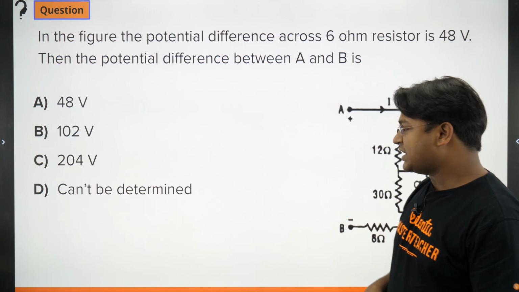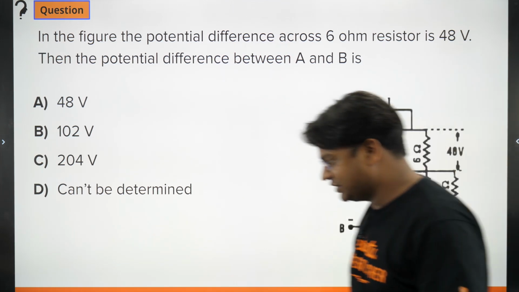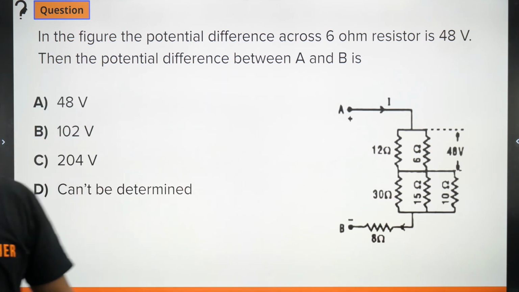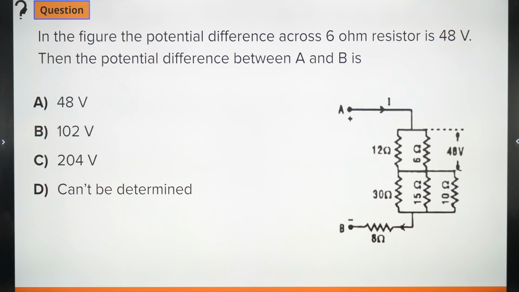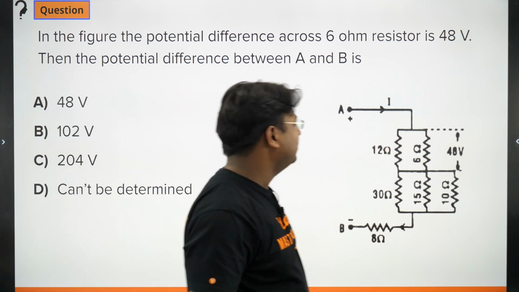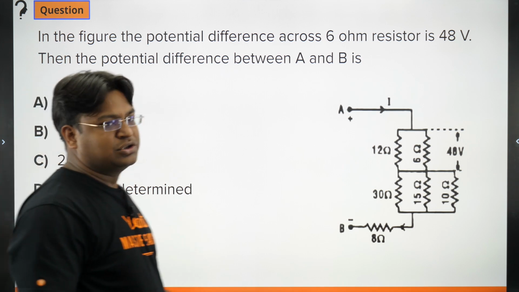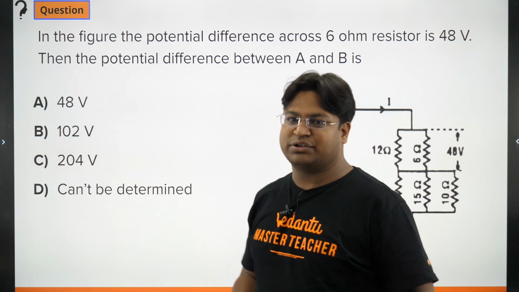All right, so let's get started. So let's have a look at this question. What does this question say? So there is a circuit in the question. I'll get out of the frame so that you are able to read the question completely. Potential difference across 6 ohm resistor. So I can see a 6 ohm resistance here. All right, so that is given to us as 48 volt and potential difference across A and B is to be found. So seems like a very straightforward question.